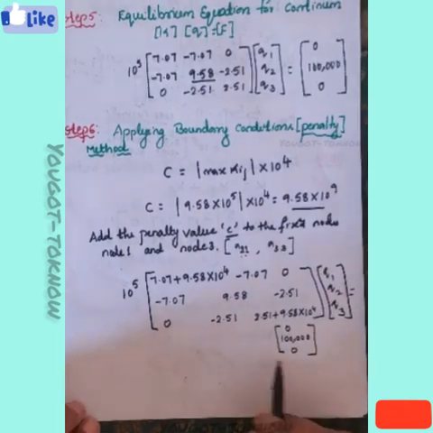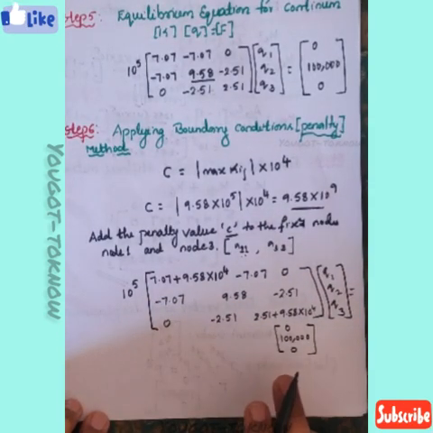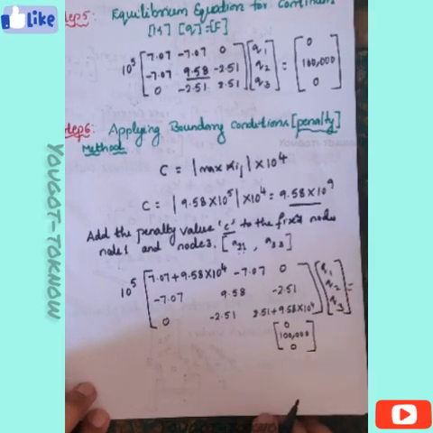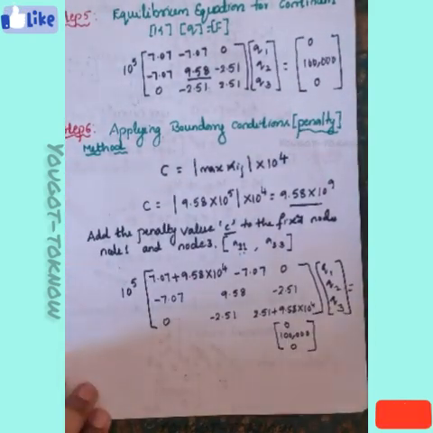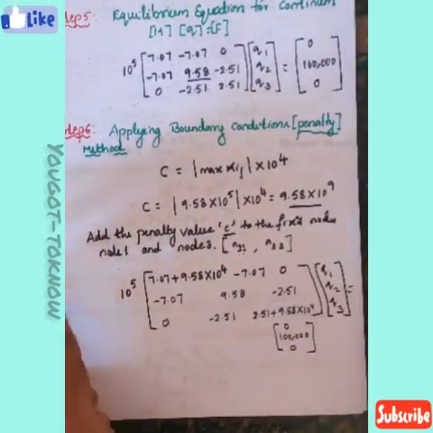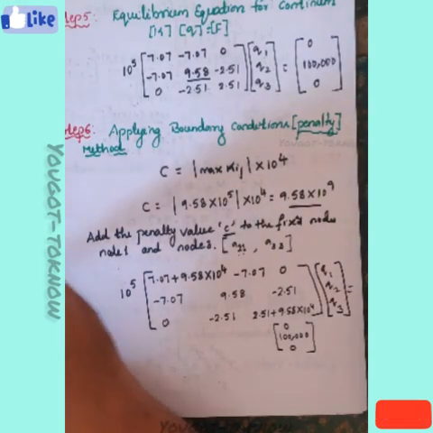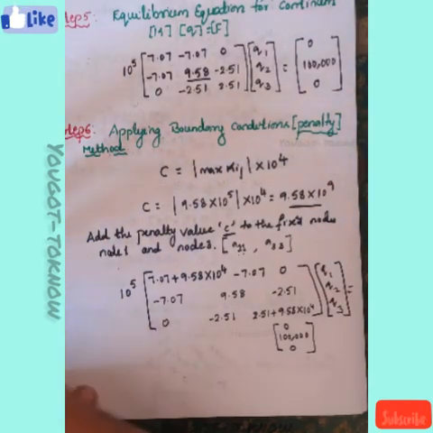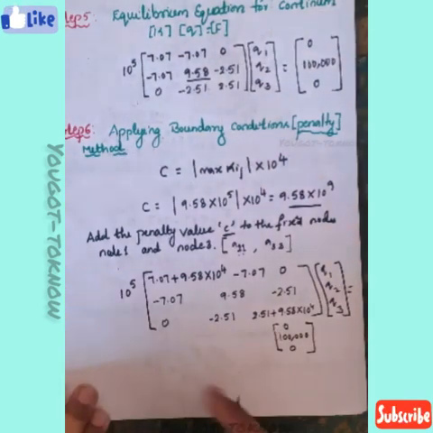Okay. Next. After this, how many equations are you going to get? You are going to get 3 equations. Use these 3 equations to determine your solution. Now, how to determine the solution of the 3 equations? First see here. What are those 3 equations I write here? 7.07 plus 9.58 into 10 power 4. What is the answer I am going to get?